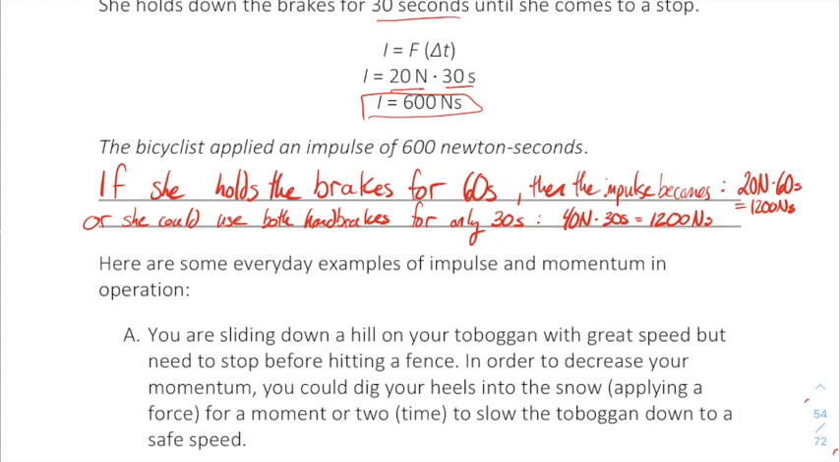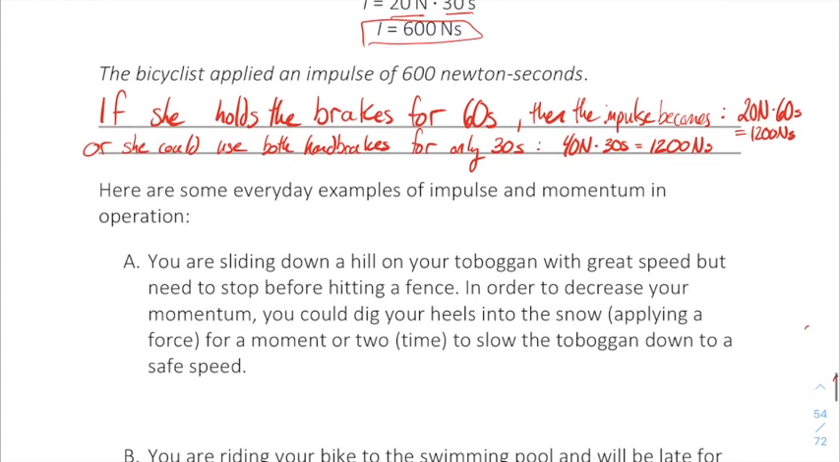Okay, so let's consider some of these examples that they've given us below. You're sliding down a hill on your toboggan with great speed, but need to stop before hitting a fence. In order to decrease your momentum, you could dig your heels into the snow, which would apply a force for a moment or two, which would be time, to slow the toboggan down to a safe speed. So here you're applying an impulse.